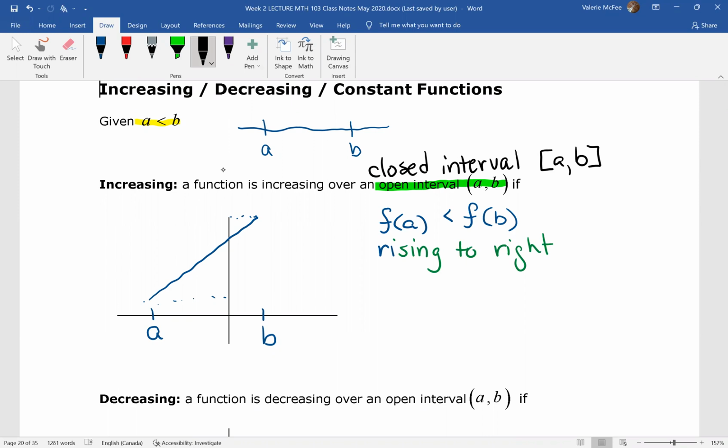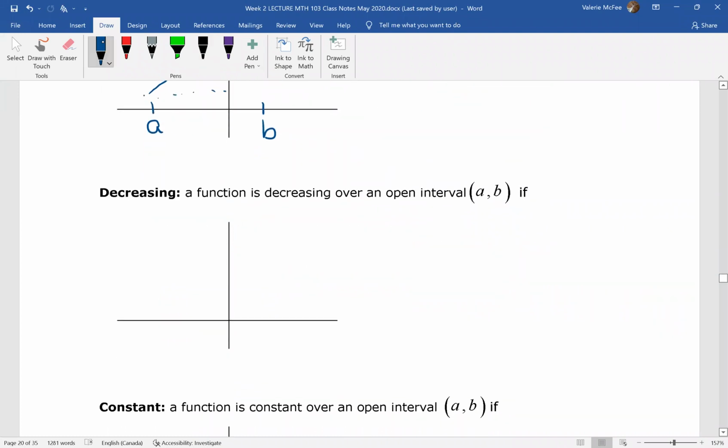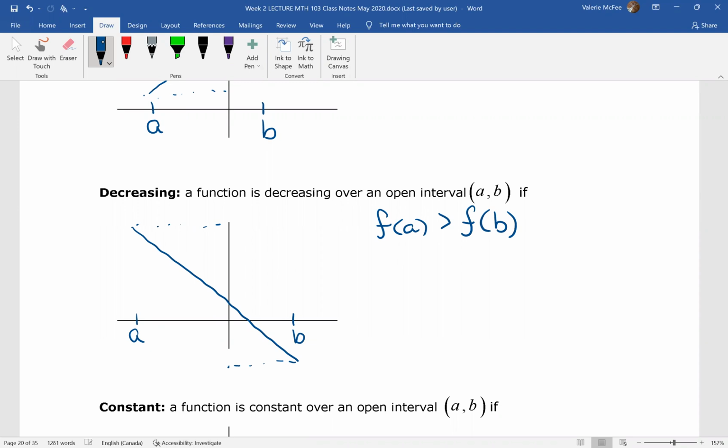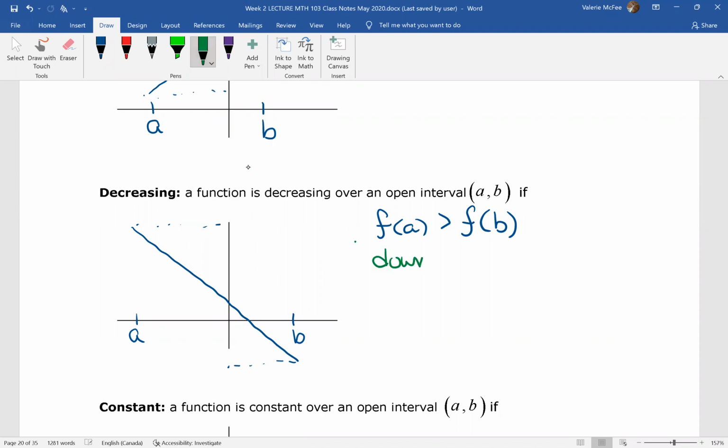So if that's an increasing function, what do you think a decreasing function looks like? Again, we're going to say that A is less than B. Decreasing says that the f of A is greater than the f of B. The y value at A is greater than the y value at B. And if we're reading it, again, from left to right, we see that it's going down to the right.